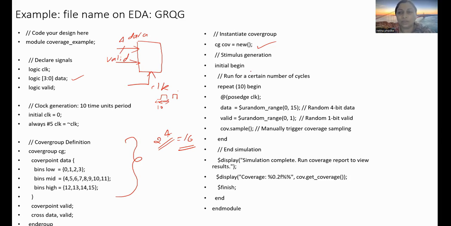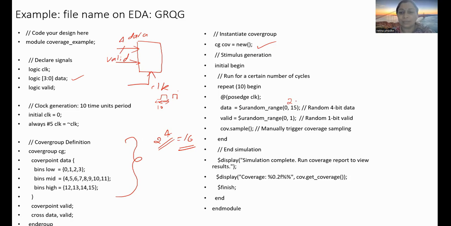Then in the stimulus block, what we do is we generate 10 different test cases in this example. For every passage of clock, 10 different test cases. Each of the test case will be generated for every passage of clock. Random test cases. So maybe for the first time, this generated a value 2. So bin low gets a hit, correct? Because value 2 is covered in bin low, so it gets a hit.